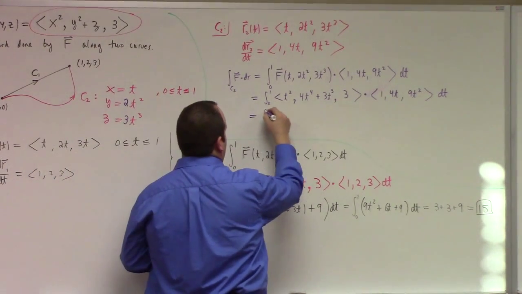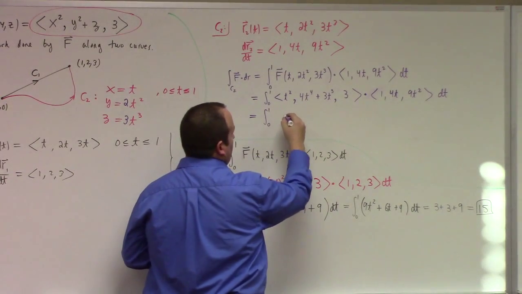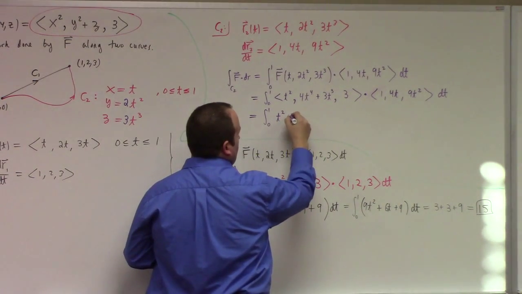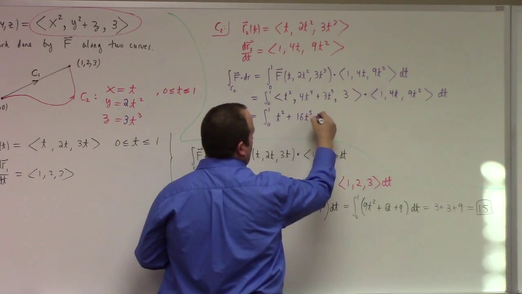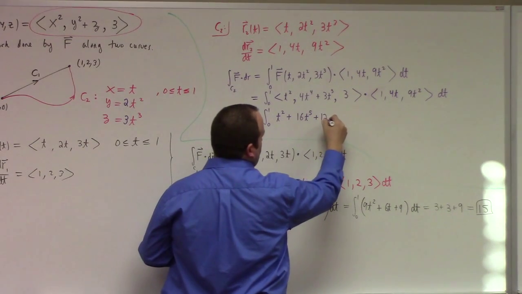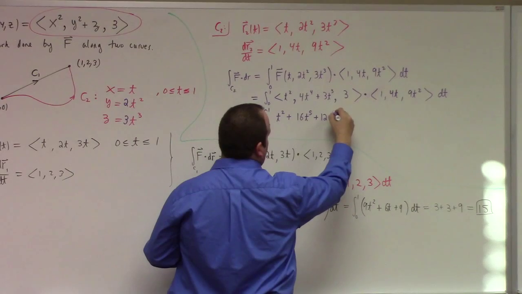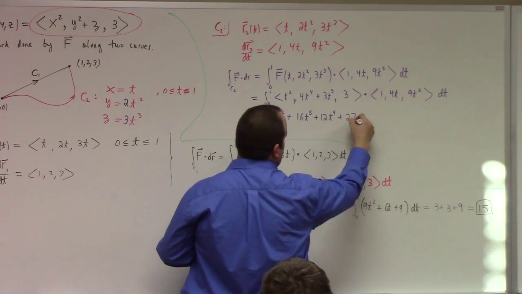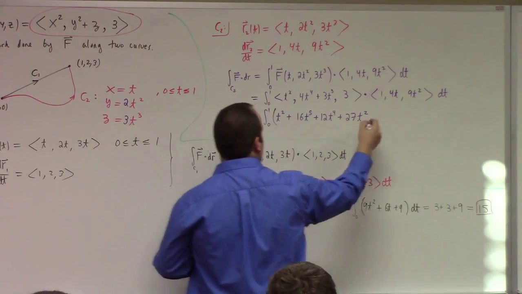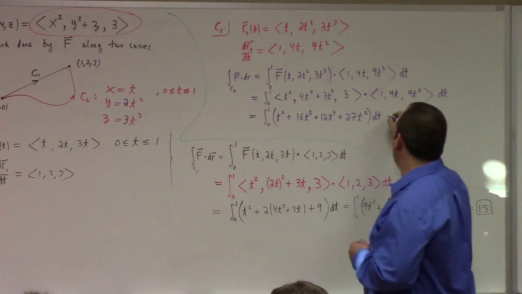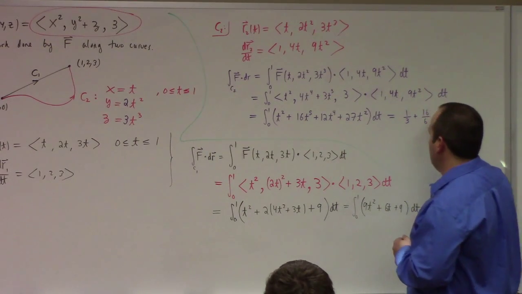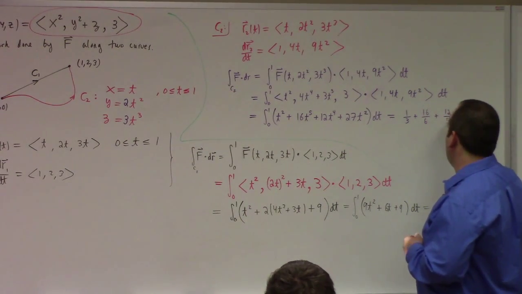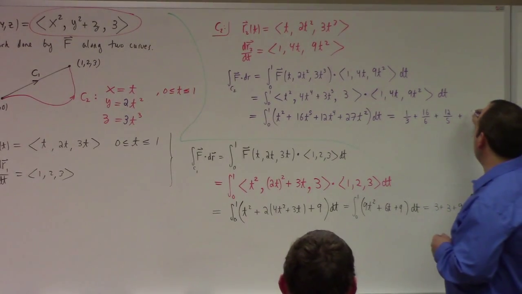So what do we have? We have the integral from 0 to 1 of t squared plus 16t to the 5th plus 12t to the 4th plus 27t squared, which is a third plus 16 over 6 plus 12 over 5 plus 27 over 3, which is 9.